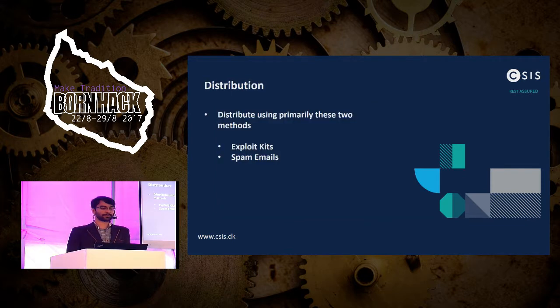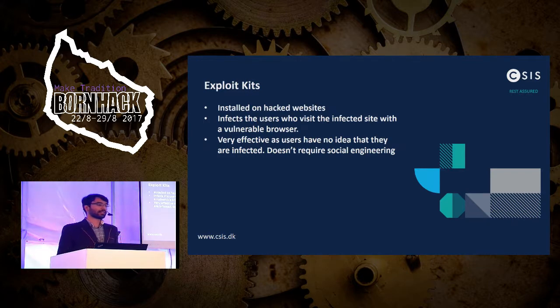The two most common methods that are used to distribute this are exploit kits and spam emails. The exploit kit is fairly effective and a very good method, but it's of course more expensive and more difficult to do. So what is an exploit kit? An exploit kit is software that you install on a website, and when somebody visits that website, it will detect what kind of browser software they are running, and if there is any vulnerability in that browser, it will exploit it and install some kind of software on the computer of that visitor.